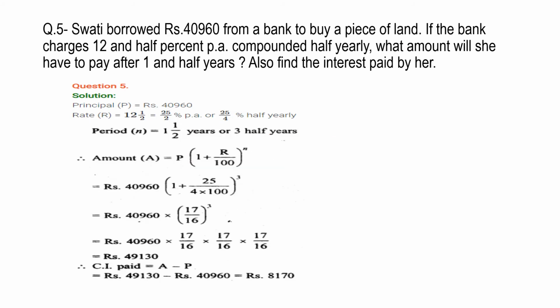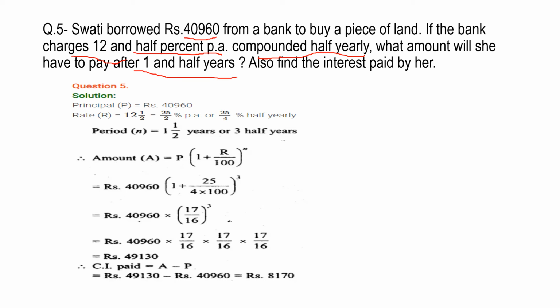Question number 5. Swati borrowed 40,960 from a bank to buy a piece of land. The bank charges 12.5% compounded half yearly. Again, compounded half yearly. If compounded half yearly is there, what you have to do? Again, the same thing: rate would be divided by 2 and time would be multiplied by 2. And time is given to you as 1.5 years. Find the interest paid by her.